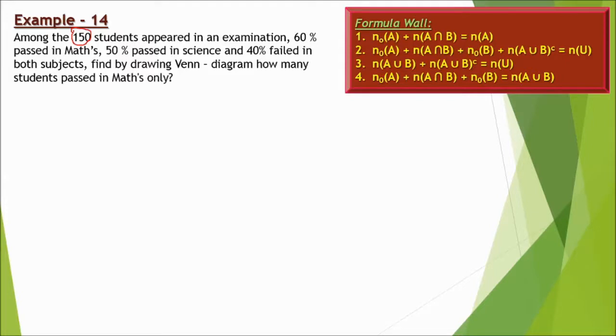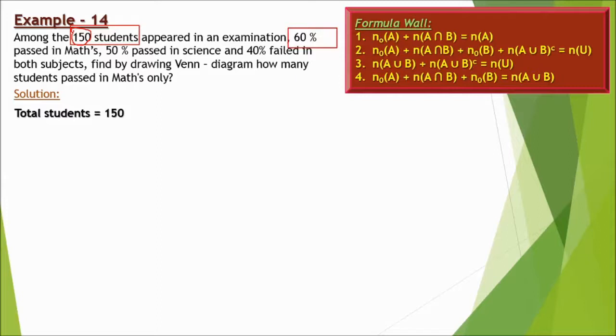Okay, now let's start the solution here. A slight difference is there, not much of a difference. So 150 students is the total number of students. So let's write the total number of students. Now 60% passed in mathematics. That 60% must be converted into a number.